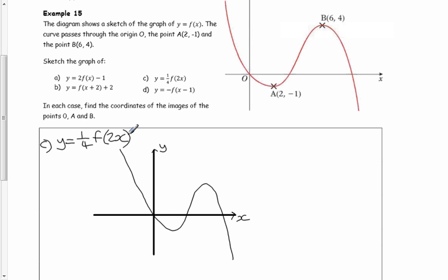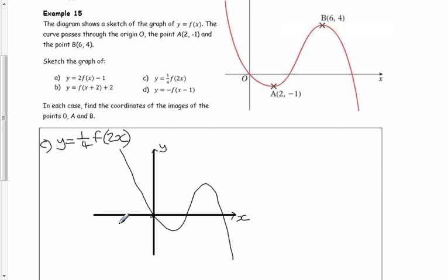So all the x values are going to be halved, and then the quarter outside the front is a multiplier. It's a quarter times f of 2x. This is going to be a stretch in the y direction, scale factor of a quarter, and that means the y values are going to be 4 times smaller. They're going to be multiplied by a quarter.